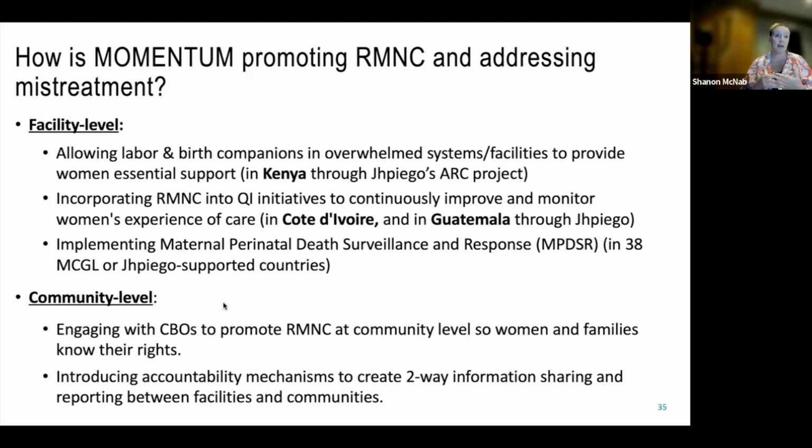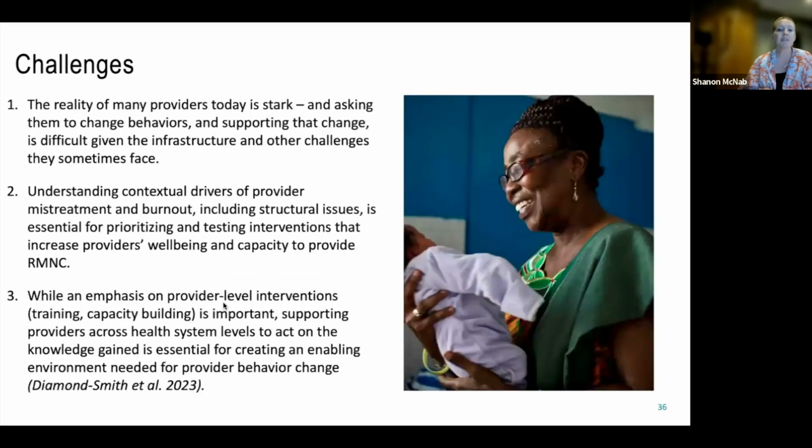Do women know their rights? Do community leaders know what women's rights are in a facility? And then introducing some of these accountability mechanisms that can ensure a two-way conversation between women and the community members with the facility to discuss women and the newborn's experience of care, as well as providers discussing their experience of care. Next slide, please. So what are some of the challenges?